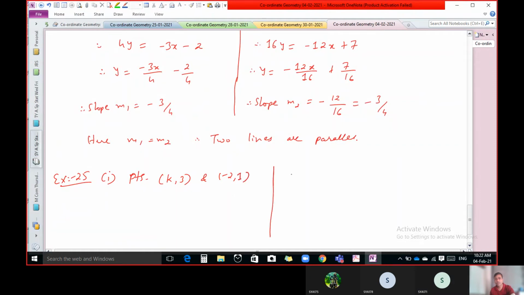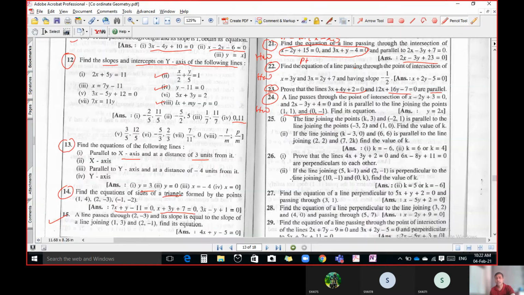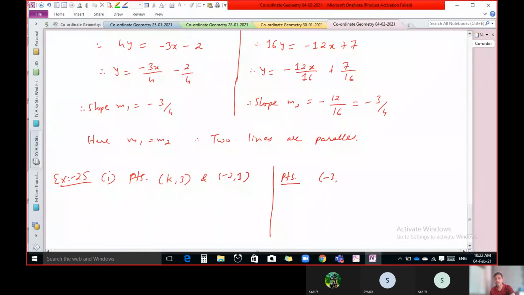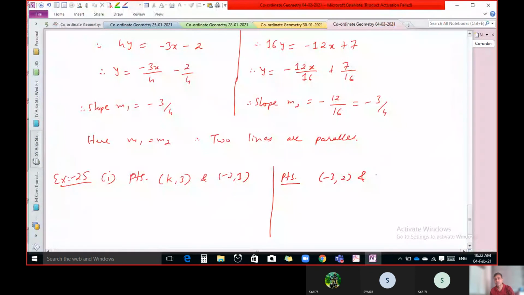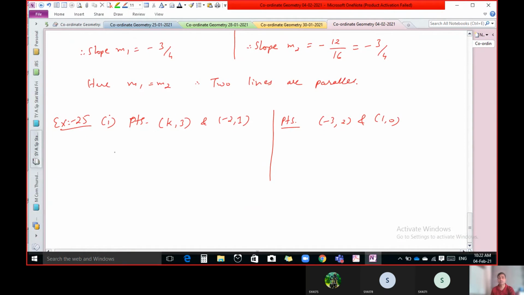So by using these 2 points, we get one slope, and the other 2 points are given: minus 2, 3, minus 3, 2, sorry, and 1, 0. It is given that both lines passing through these points are parallel. So what we have to do? Let us find the slope of this line, then the slope of this line, and then equate them, so we get the value.